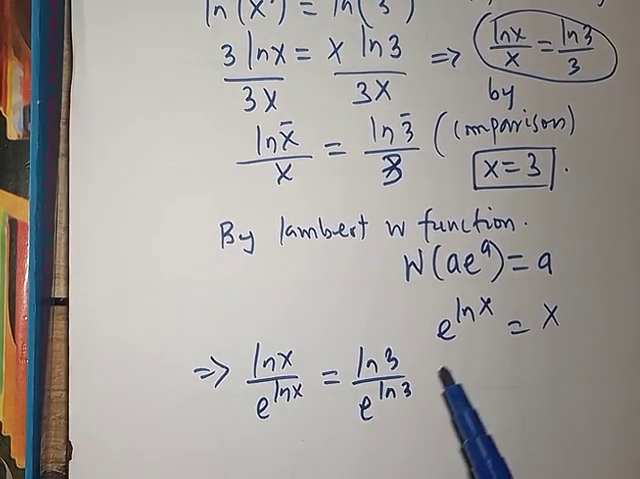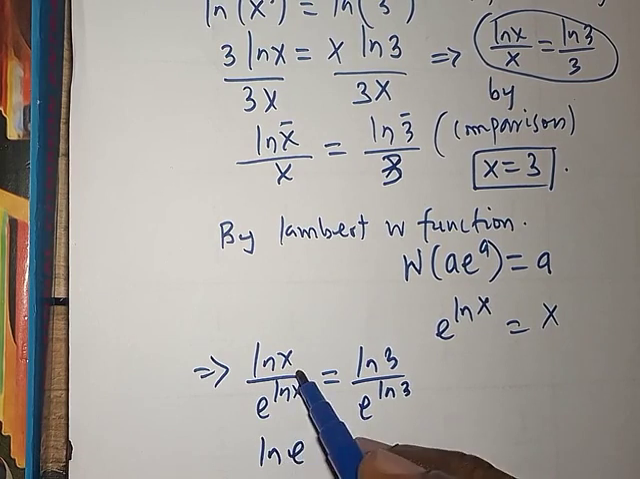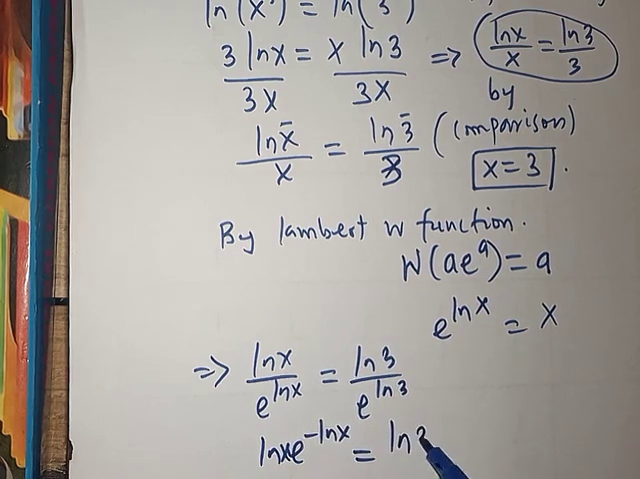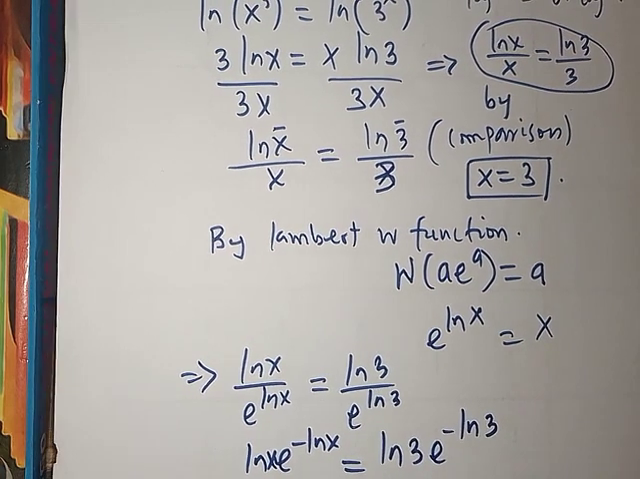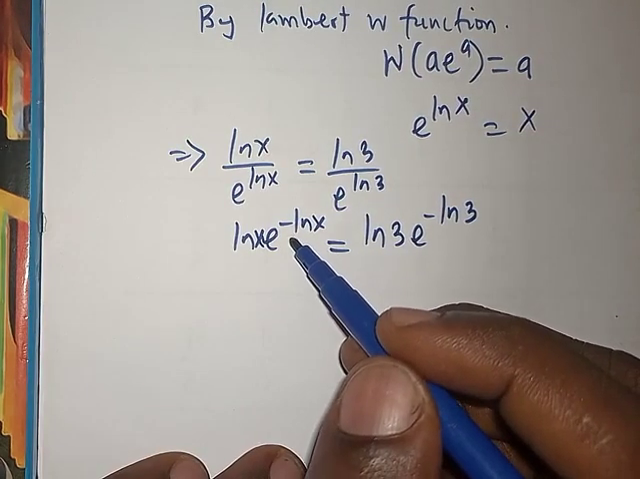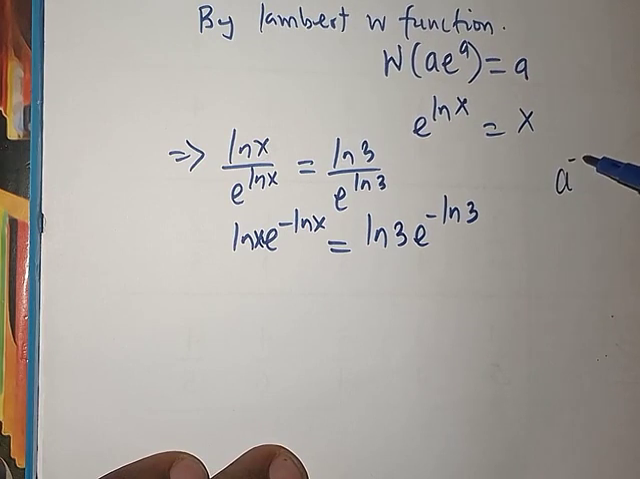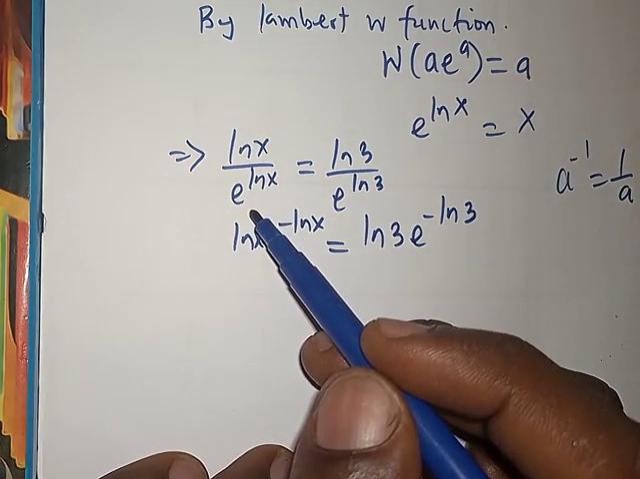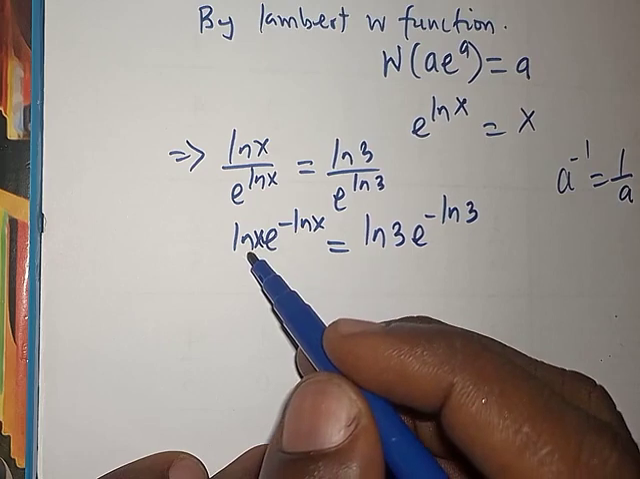Do you understand now? So from here we can rewrite this equation as ln x times e to the power minus ln x equals ln 3 times e to the power minus ln 3. Now how did we get minus ln x here? If you remember from the law of indices, when you have a to the power minus 1, it is the same thing as 1 over a. So that is the idea I used for writing this e to the ln x that is down, that is the denominator. Bringing it up here, definitely it will have this negative. So from here you can see we have ln x, we have minus ln x.